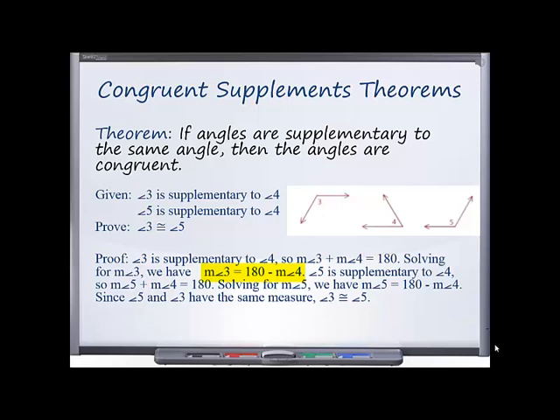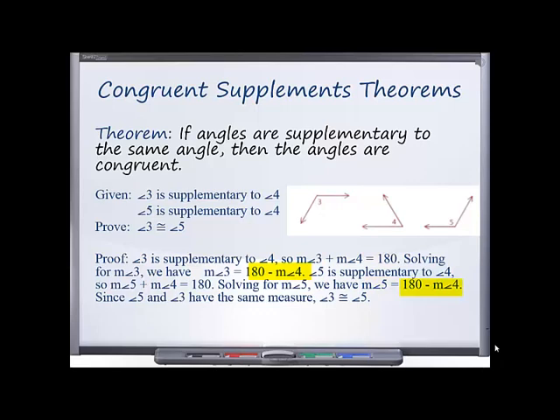we could get the measure of angle 3 by subtracting it from 180. And then in similar fashion, since angle 5 is supplementary to angle 4, that means that the measure of angle 5 plus the measure of angle 4 is 180 degrees. And if we solve for the measure of angle 5, we can see that same expression, 180 minus the measure of angle 4. So regardless of what the measure of angle 4 is, that expression is the same for both the measure of angle 3 and the measure of angle 5.